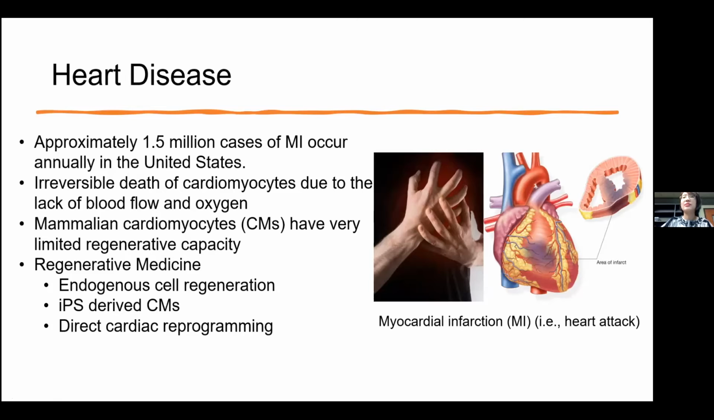Due to the fact that mammalian cardiomyocytes have very limited regenerative capacity, regenerative medicine has been getting a lot of attention recently. The three main strategies of regenerative medicine are to encourage endogenous cells to regenerate, to use iPS-derived cardiomyocytes, or to directly reprogram cardiac fibroblasts into cardiomyocytes. Today, we will focus on iPS-derived cardiomyocytes and direct cardiac reprogramming.